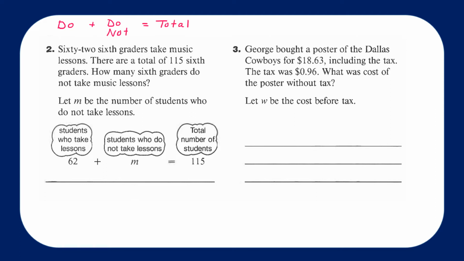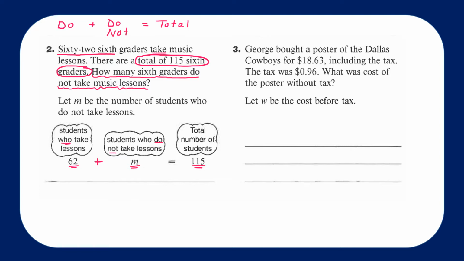We know that the students who do take lessons equal 62 because it's written right here. 62 6th graders take music lessons. So we have 62. We're going to add them to the students who do not take lessons. We don't know what this is because that's actually our question. How many 6th graders do not take music lessons? So we're going to put a variable in there, M. And we were told that the total number of 6th graders is 115. So this is basically our equation.